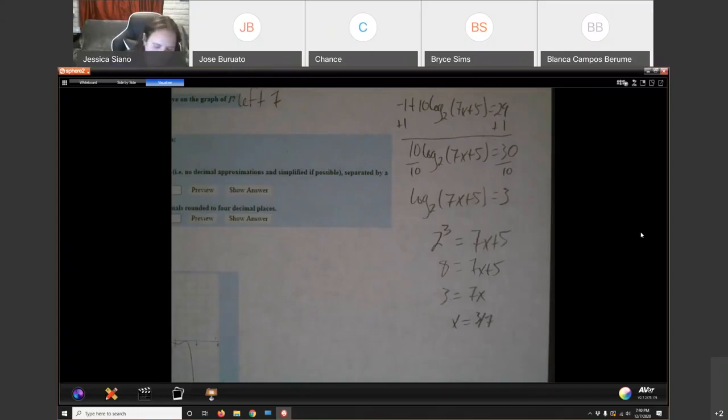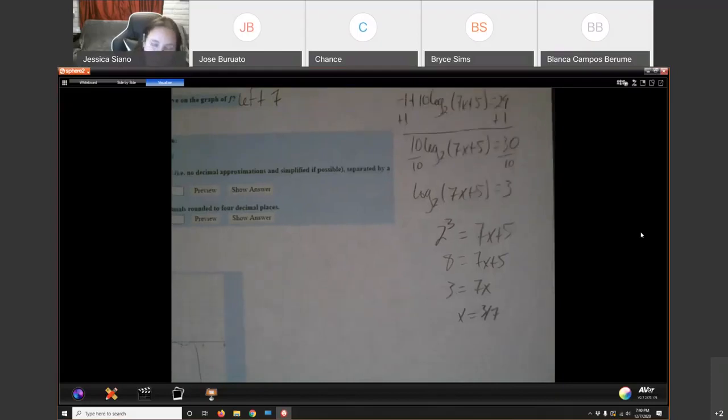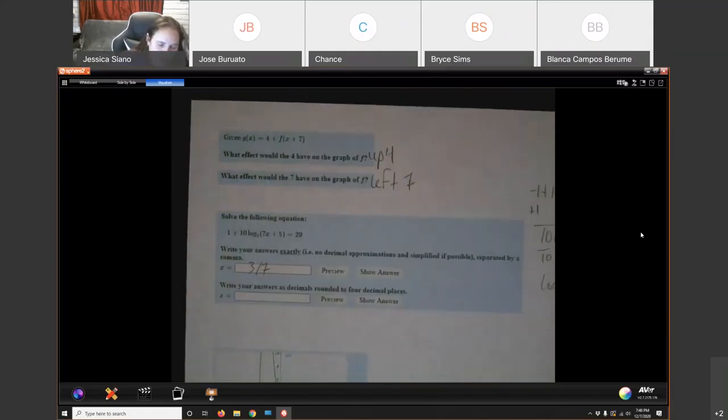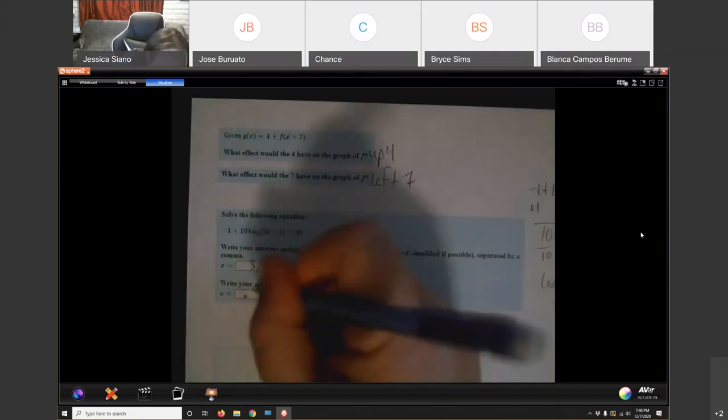I feel like I got something different when I did this the other day. Nope, that's right. 3/7, and then 3/7 as a decimal, 0.4286.